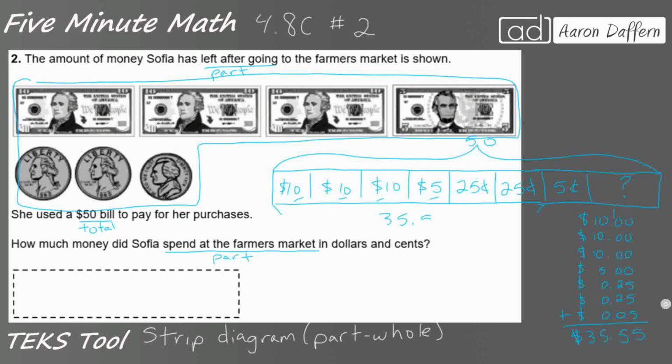$35.55. Well, remember, Sophia paid with a 50. So let's go ahead and put our 50 right there. And we're going to subtract the 35.55, and that's going to get us our amount left over. Now I'm going to have to regroup a lot. So let's make sure we get this right. That's 5, that's 4, that's 4, and that's 1. So $14.45 is how much she spent. Now I just need to put that in dollars and cents. That's our answer.